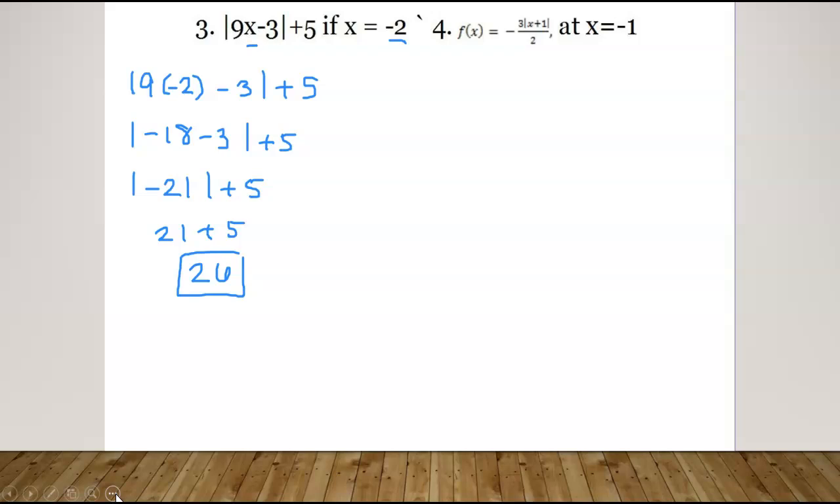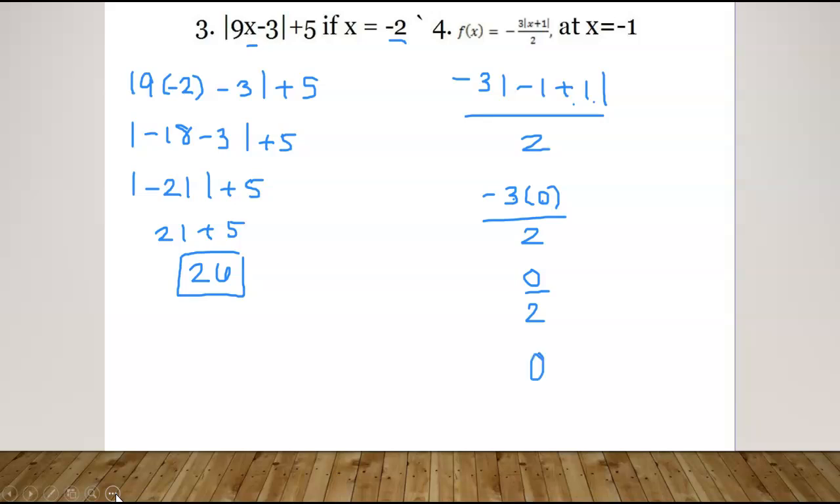Number 4, you have negative 3 absolute value. Plug in your negative 1 plus 1 all over 2. Well, negative 1 plus 1 is 0. Absolute value of 0 is 0. So you get negative 3 times 0 over 2. Well, anything times 0 is 0. And 0 divided by anything is 0. It's like asking if I could share 0 cookies with 2 friends. How many cookies does each friend get? Well, I have 0 to share, so they get 0.